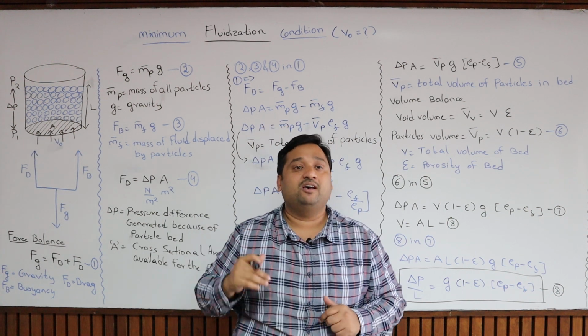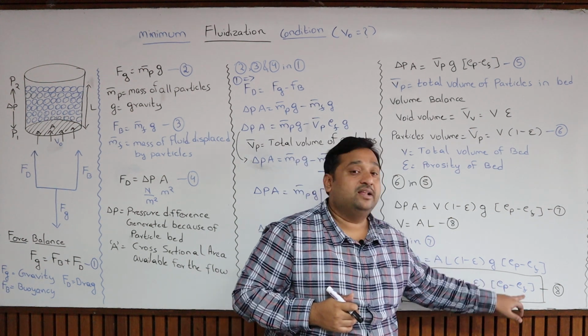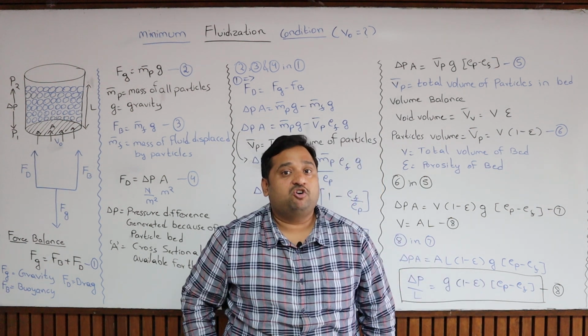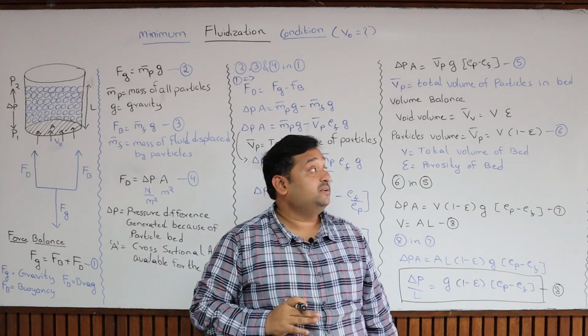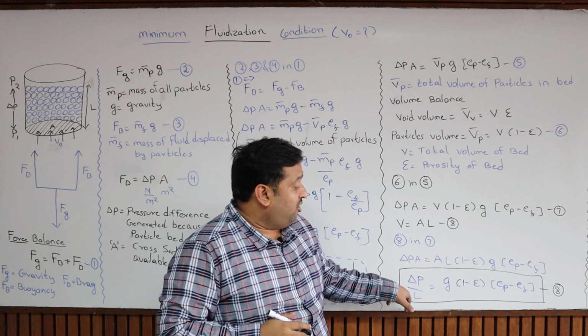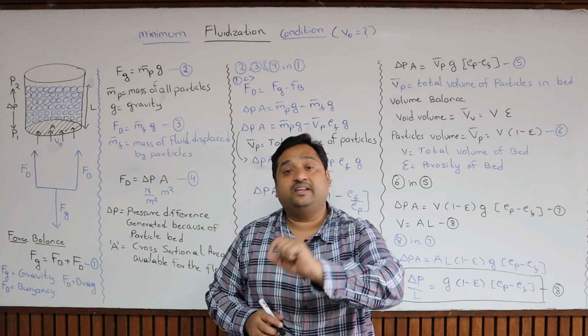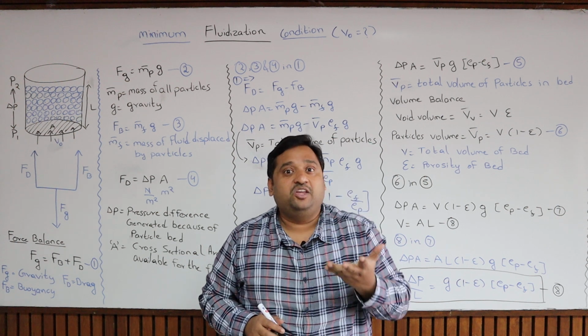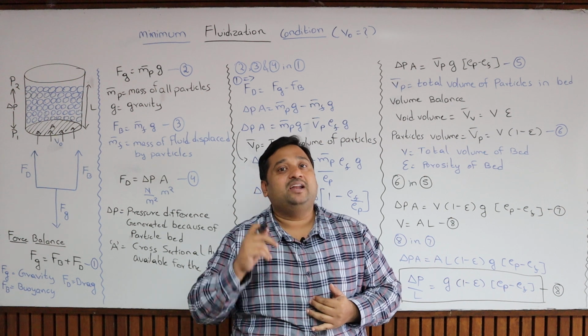How much is it? If you know g, and you know (1 minus epsilon) into (rho P minus rho F), this is the pressure drop in a packed bed at fluidization conditions. We already know what delta P by L is. If you remember my last class, we derived one equation, the Ergun equation. So we can estimate delta P by L from the Ergun equation.